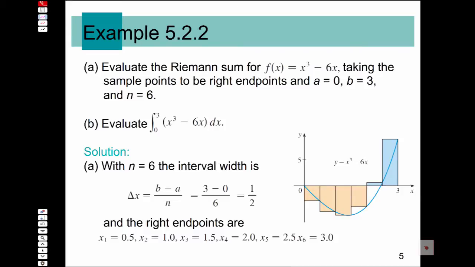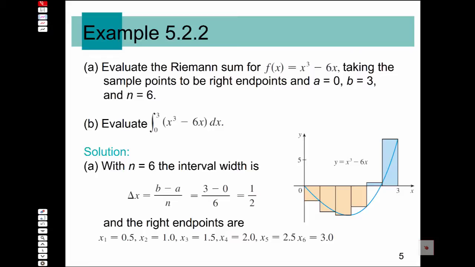So let's now use these to work through example 5.2.2 of the textbook. This example has two parts. First, we want to evaluate the Riemann sum of the function x cubed minus 6x, taking the sample points to be the right endpoints and the interval to be from 0 to 3. And then in part B, we're asked to actually calculate the definite integral, which of course is the limit of a Riemann sum. So let's first work through part A.